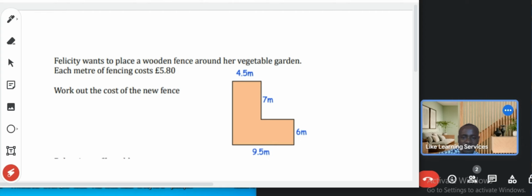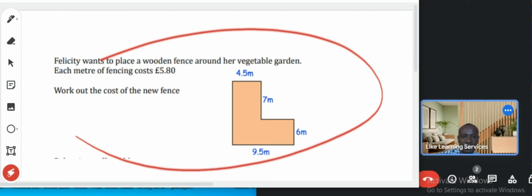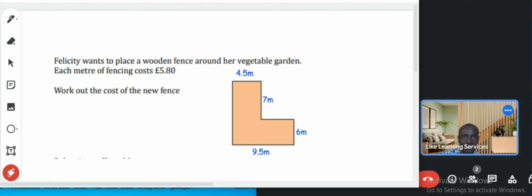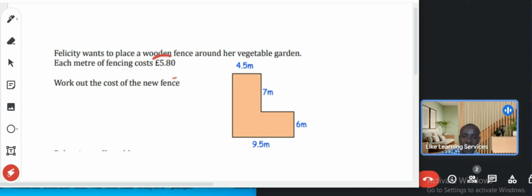Go to the next page. It says, Felicity wants to place a wooden fence around her vegetable garden. Each meter of fencing costs £5.80. Work out the cost of the new fence.